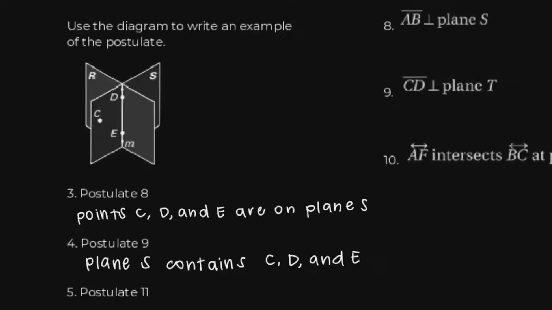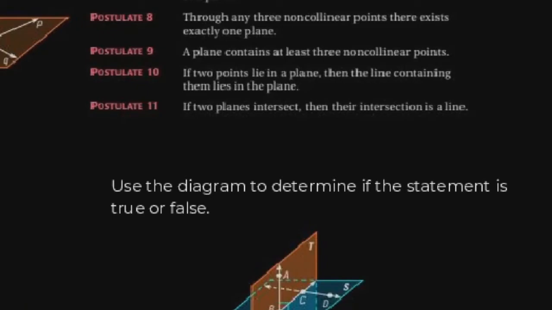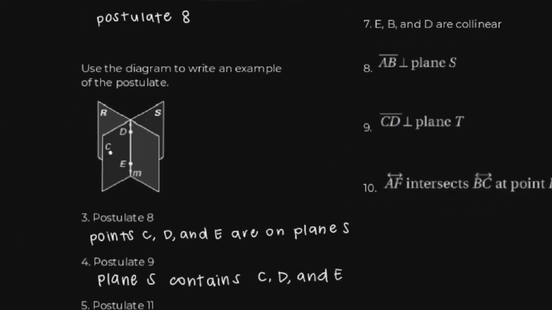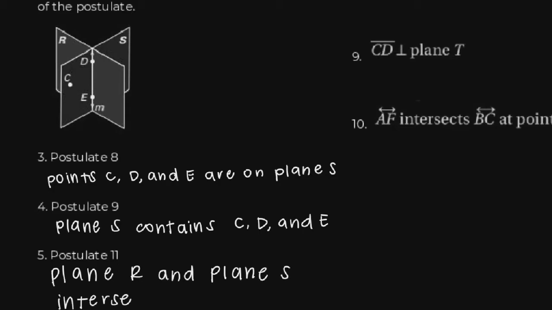Next is postulate 11. Postulate 11 says if 2 planes intersect, then their intersection is a line. Looking at our diagram, plane R and S both intersect, and they intersect at line M, or you can say they intersect at line DE. So plane R and plane S intersect at line M.